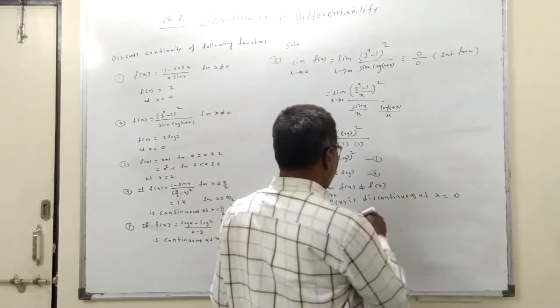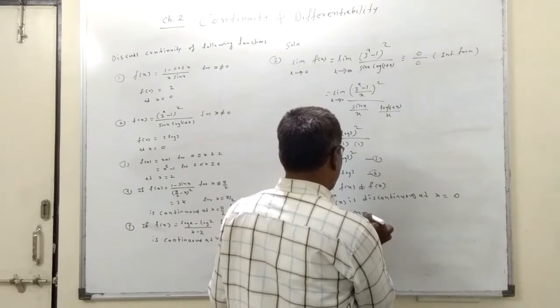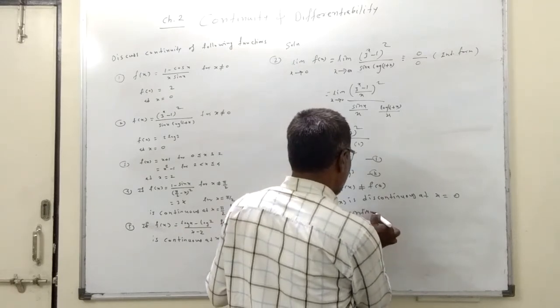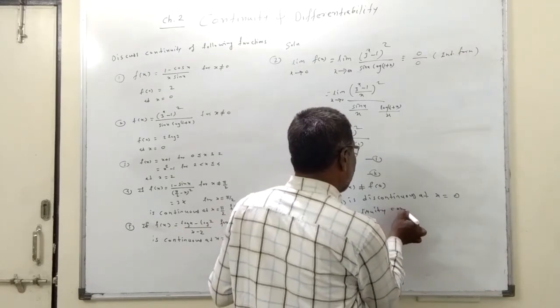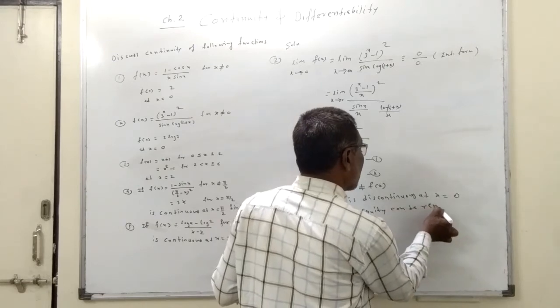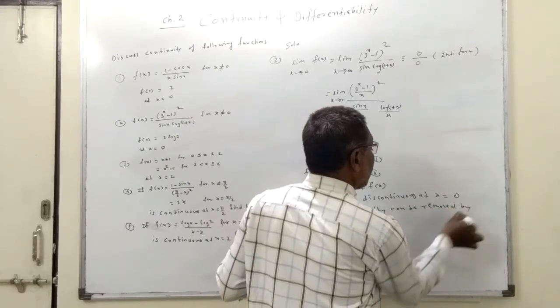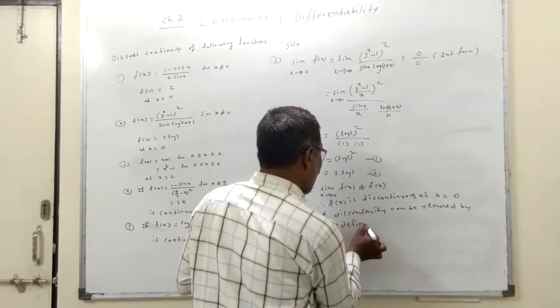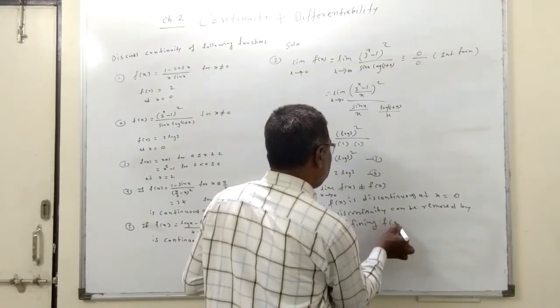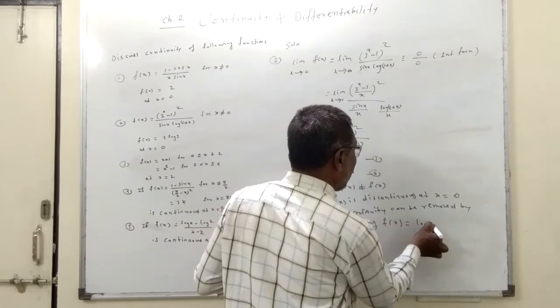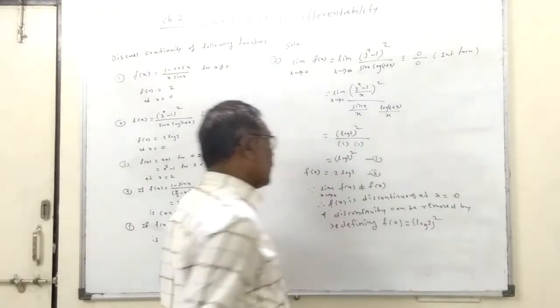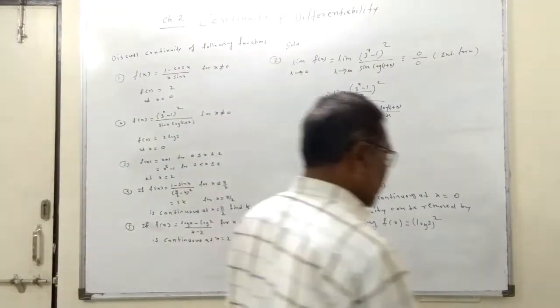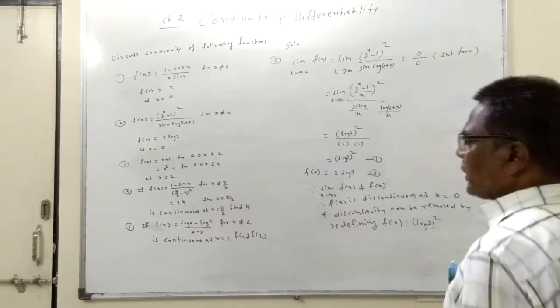So we can remove the discontinuity, and the discontinuity can be removed by redefining f of 0 as equal to the limit value, that is (log 3) whole square. So like this we will discuss the continuity of the second example.